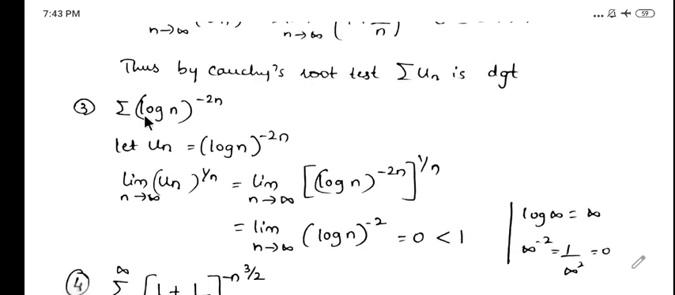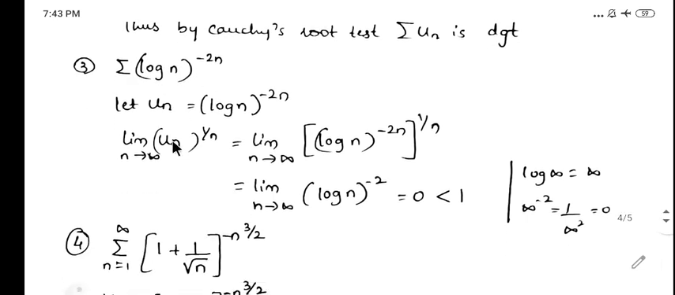Third example, summation of (log n) to the power minus 2n. This is equal to un. Now you have to solve it by the definition, that is limit n tends to infinity of un whole to the power 1 by n, which is limit n tends to infinity of (log n) to the power minus 2n, whole to the power 1 by n. Simplify, the n will get cancelled, and we get (log n) to the power minus 2, where n is tending towards infinity, which is equal to 0.